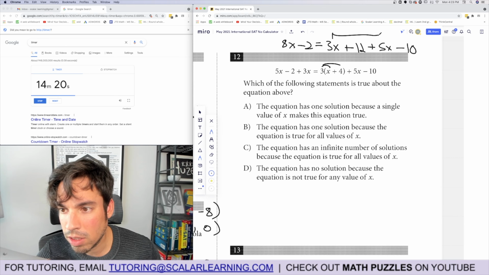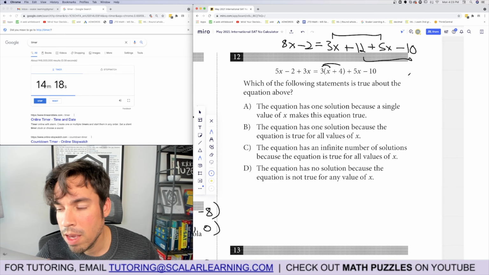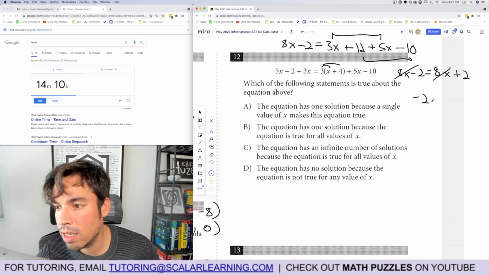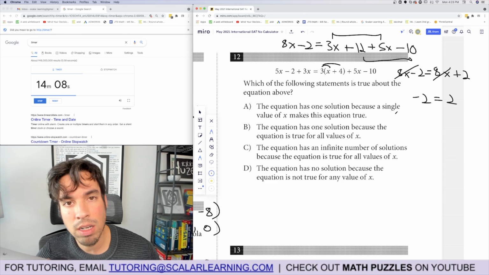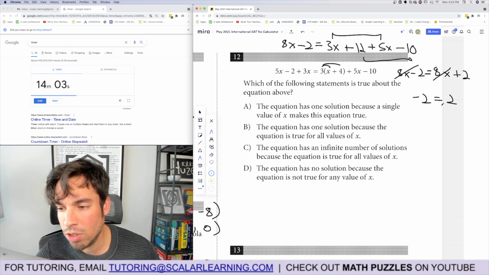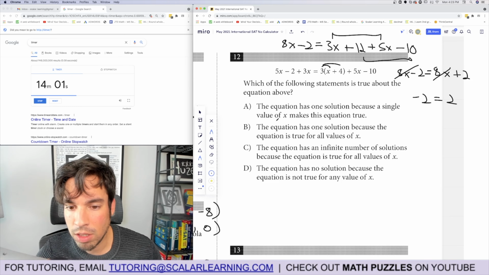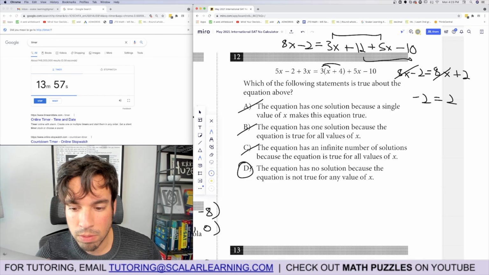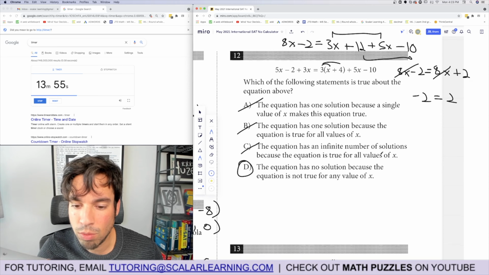Good. Like terms. Let's combine. 8x minus 2 equals 8x plus 2. How nice. These cancel out. Look what I got. I got -2 equals 2. Now I know that this equation has no solution because I got an absurd answer. Winner. Equation has no solution, and we're good to go.